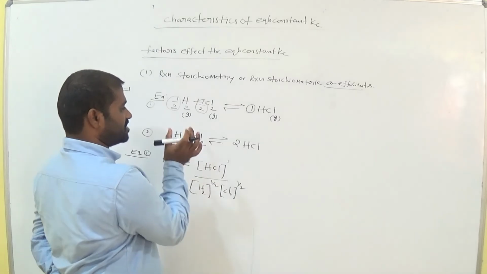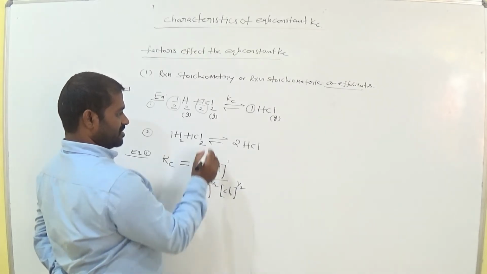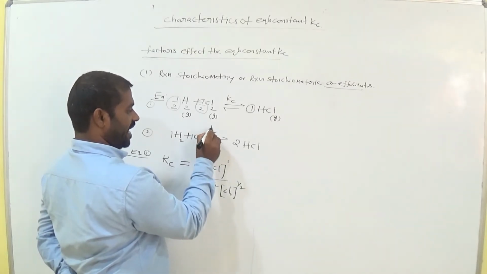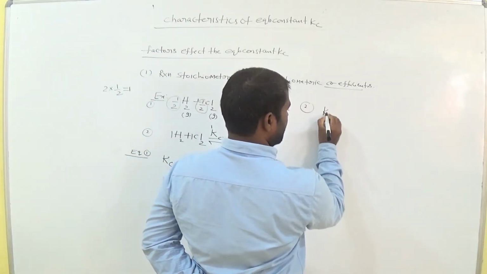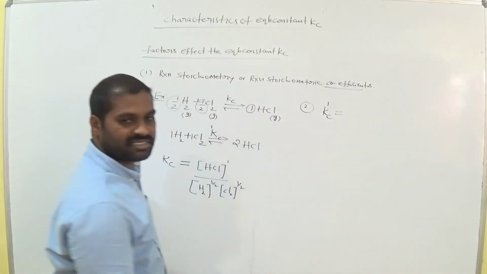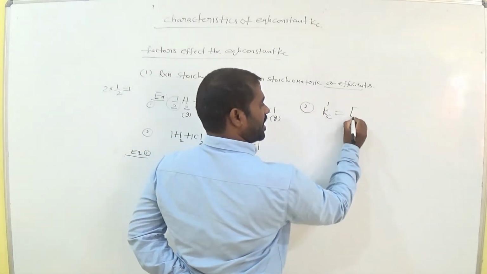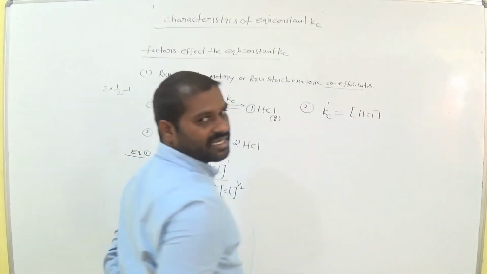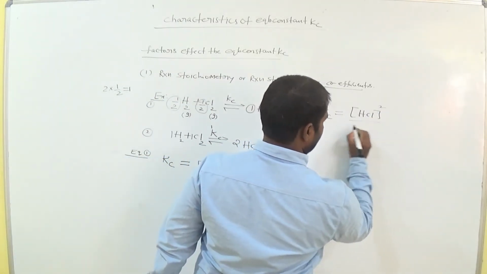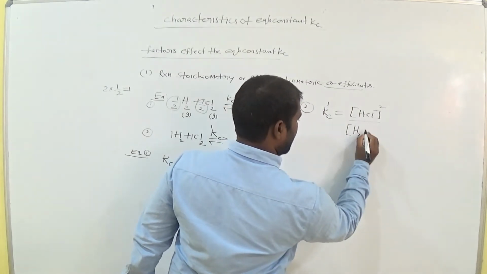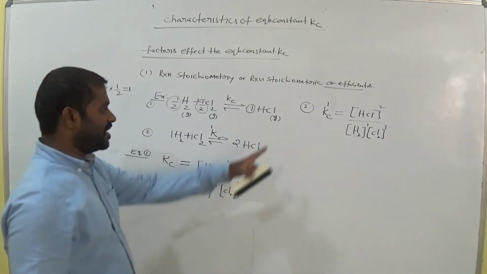Write the same expression for this one. Suppose this is taken as K dash C. Write the expression for the second reaction. K dash C is equal to, here what is the product? HCl. Molar concentration of the product, that is HCl. What is the quotient here? 2 is the quotient, am I right? So write it as a power here, by, what are the reactants? H2 power 1, Cl2 power 1. This is the expression for reaction 2.